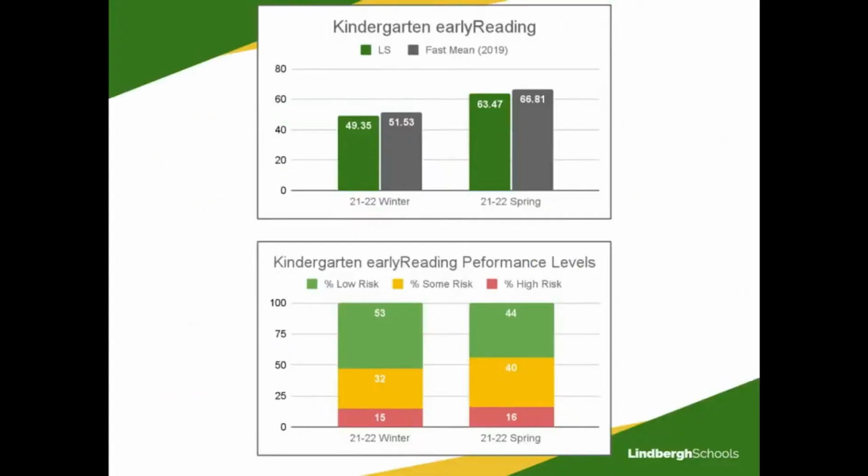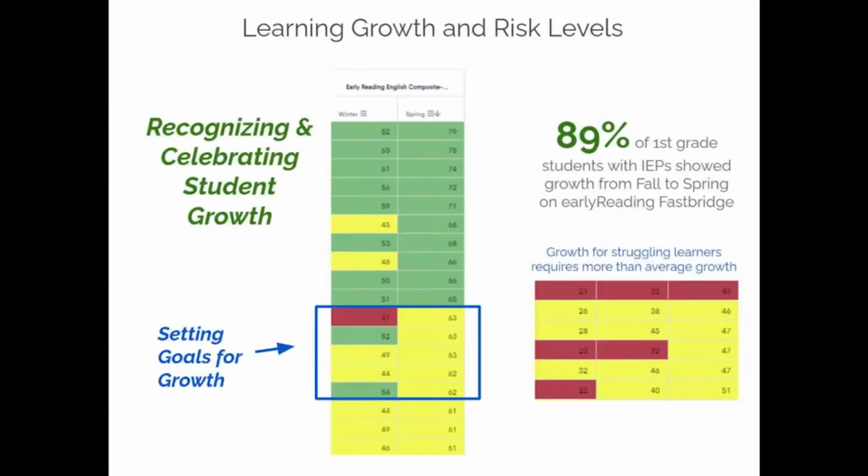Also on there, I'm so sorry, if you could go back. Also on there, I have that 89% of our students in first grade with IEPs show growth in early reading from the beginning of the year to the end of the year. And that is actually a really great thing. That is something to definitely recognize and celebrate. However, you won't always see that represented when you're looking at a satellite view of where our students are from high risk, low risk, and some risk.